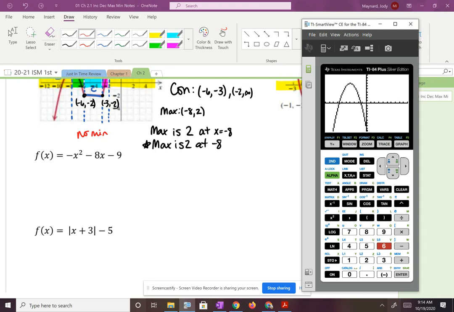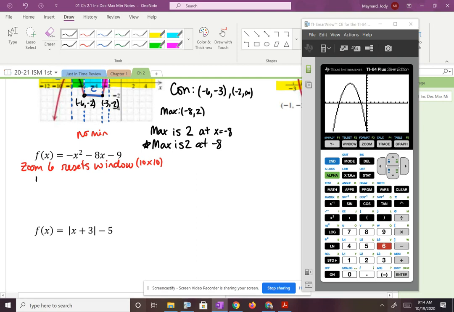I'll write that on the side here. Zoom 6 resets the window to 10 by 10 if you need it to do that, right? So here, the first thing that we do is, once we put it in y equals, that's an obvious one. You got to put it in y equals.